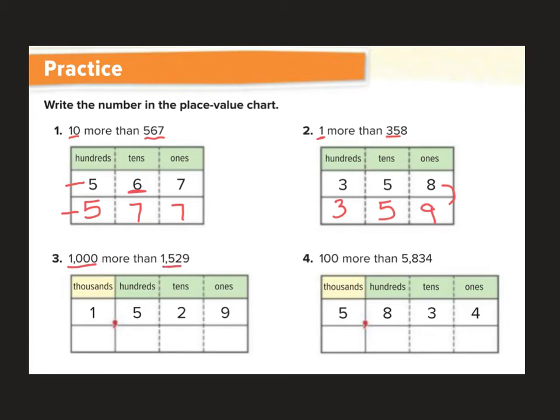1,000 more than 1,592. So my thousands place is going to go from 1,000 to 2,592. Put my comma in there. I guess they don't put those in there for you. Okay. 100 more than 5,834. We're adding 100. So hundreds, 800s. Now I'm going to have 900s. And everything else remains the same. So 5,834 becomes 5,934.